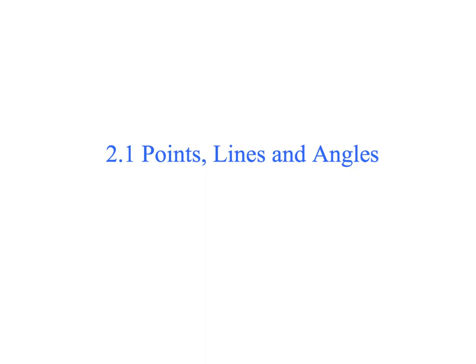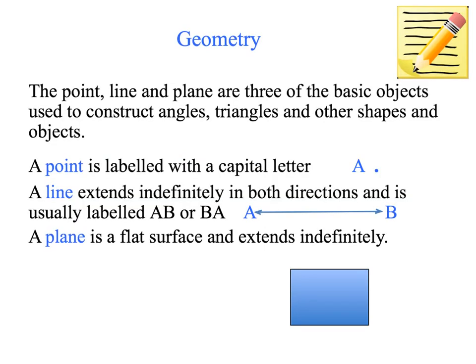Okay, so today's lesson is 2.1, points, lines and angles. Now we're starting on geometry. Geometry is all about shapes and angles. So the main basic things that make up angles, triangles and other shapes and objects are the point, line and plane. So it's important this lesson that you just learn a lot of definitions and understand and be able to identify them. And you obviously will know some of these from other years, but we'll also be learning about things that you probably have not heard about before.